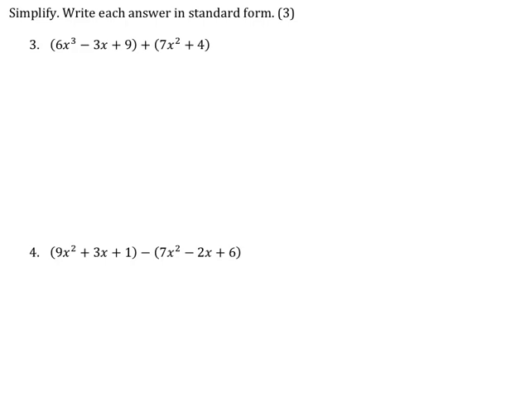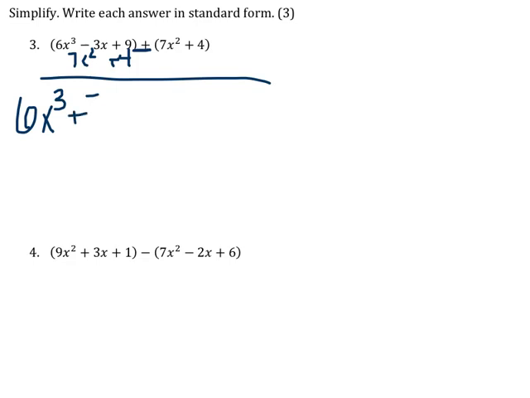Simplify, write in standard form. When we have an addition sign here, remember you're not FOILing. We're just adding, just combining like terms. So 7x squared doesn't match anything in the first trinomial, so I'll just put it in between the cubed term and the x term. And then plus 4 matches up with the 9, so we add straight down: 6x to the 3rd plus 7x squared minus 3x plus 9 plus 4 is 13.